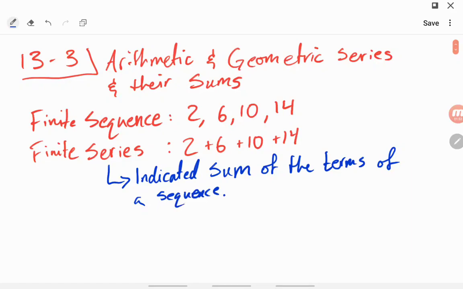Sorry if you hear clickety clacks. That's the sound of my dog walking on the ground.